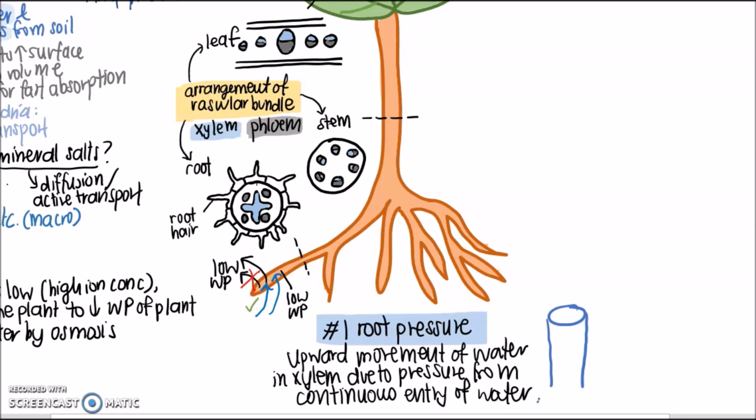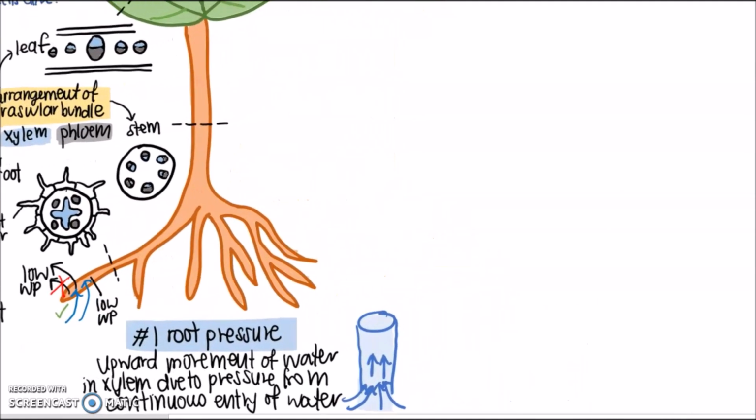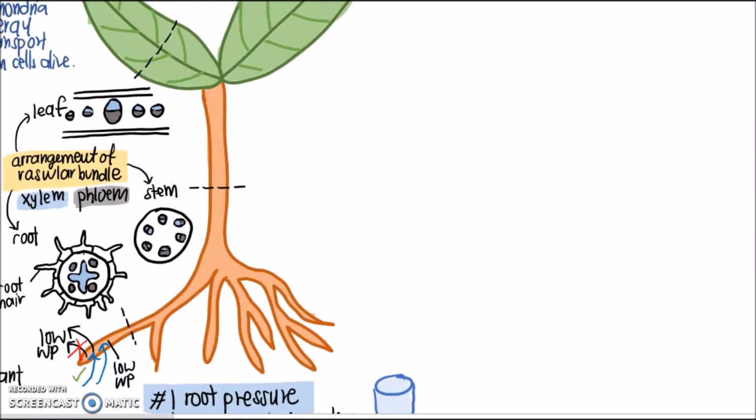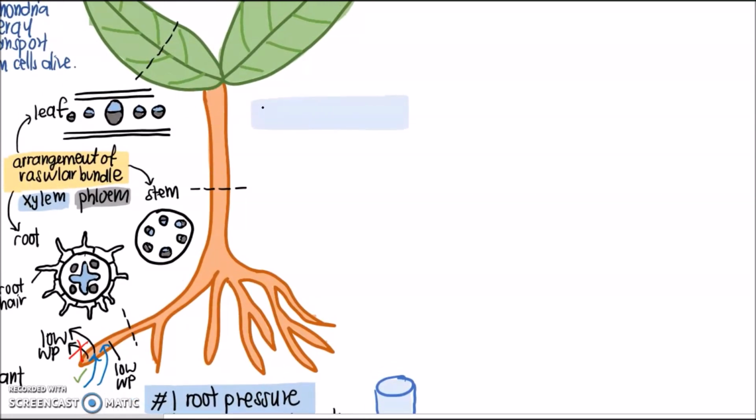So imagine I have a tube, right? Water is continuously entering and it causes the water to be pushed up the xylem. So same like an MRT. Imagine if a lot of people keep squeezing you through the doors, you'll be just pressed into the MRT. So same thing, it pushes the water up the stem.